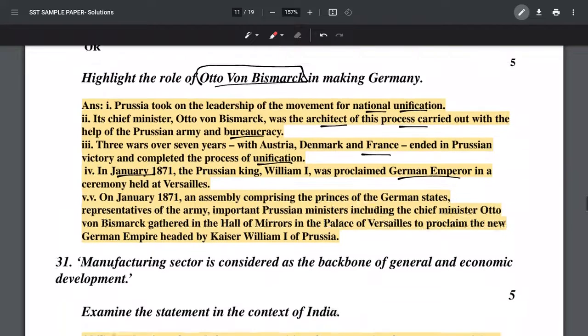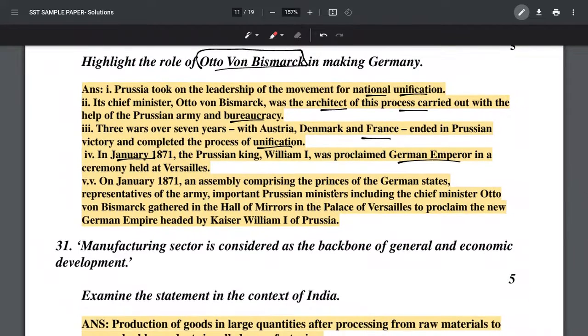Now, in January 1871, an assembly comprising the princes of the German states, representatives of the army, and such important Prussian ministers like Chief Minister Otto von Bismarck gathered in the place known as the Hall of Mirrors, which was in the Palace of Versailles, to proclaim the new German empire headed by Kaiser Wilhelm I from Prussia.